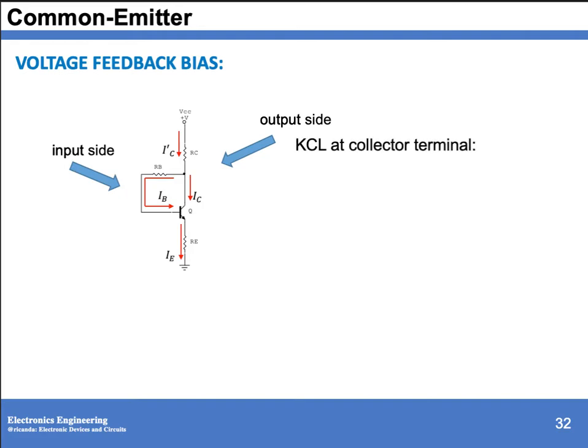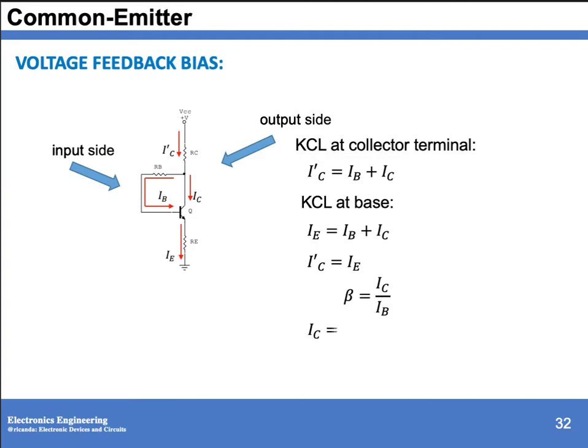If we have to get the current equation at your collector terminal, we have IC prime equals IB plus IC. Then your current equation at your emitter, we have IE equals IB plus IC. So therefore, IC prime is equal to your IE. And remember your beta, since it is a common emitter, the ratio will be your beta, which is equivalent to IC over IB. IC is beta IB, and IE is beta plus 1 times IB.